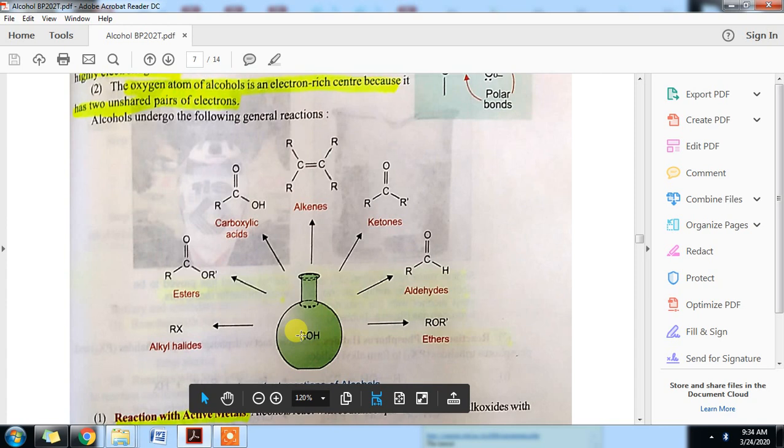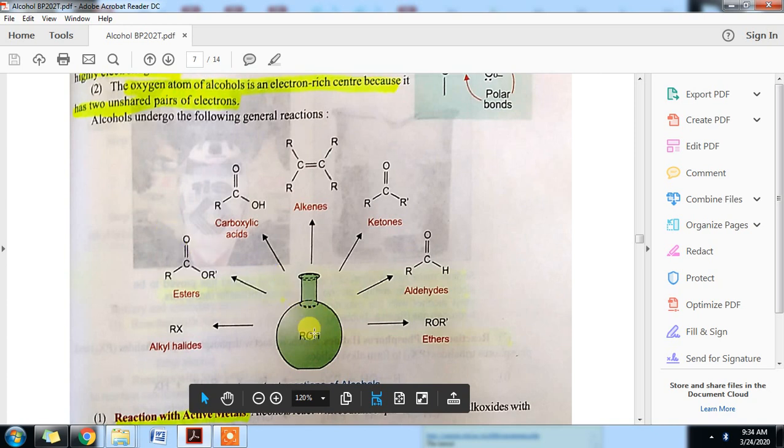So, again alcohol: when you treat it with a carboxylic acid, what are you going to get? You are going to get an ester. Again, in the same way, if you treat alcohol with an acid chloride or an acid anhydride, you are again going to get the ester.